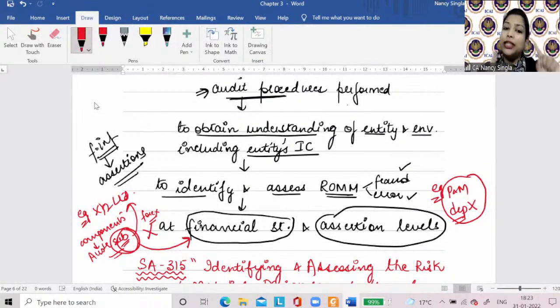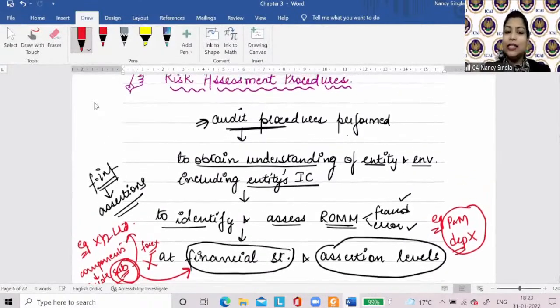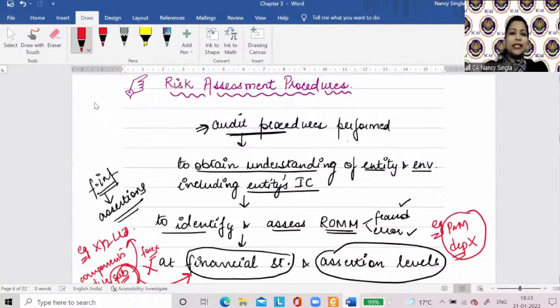Okay? So that is why, students, you will see that this financial statement level will not come in the definition of test of control or substantive procedures. And I'll tell you the reason there. But with respect to risk assessment procedures, just try to understand. See, for all those who have understood SA 315 and who have now already learned the name of SA 315, this concept is going to be a cakewalk, right? Because what is the name of SA 315?